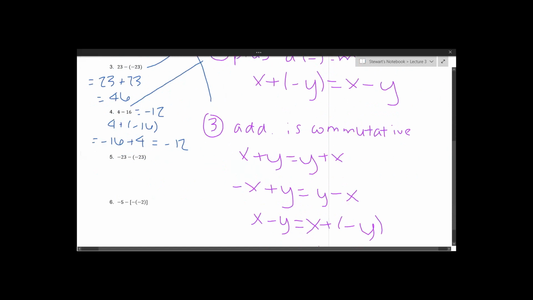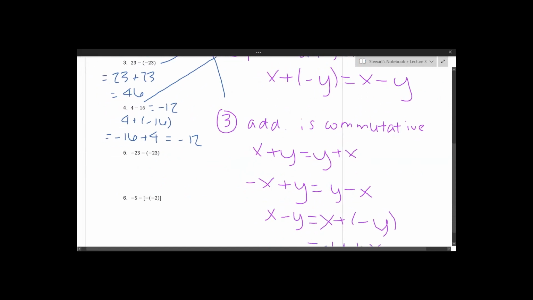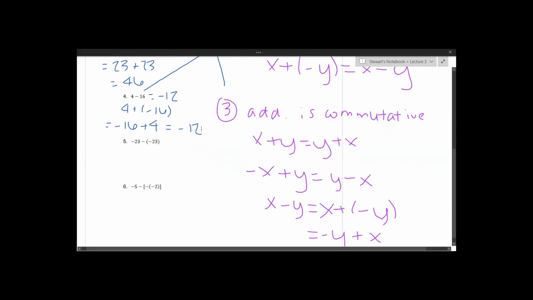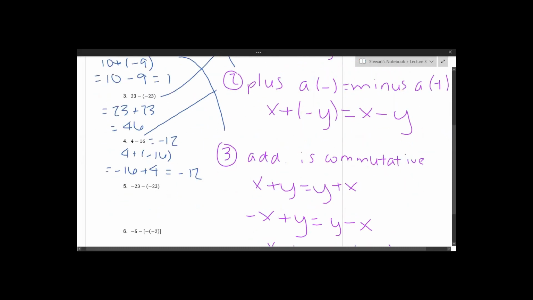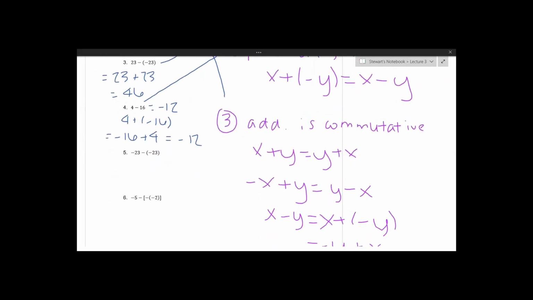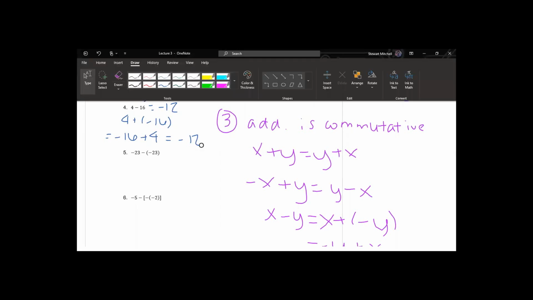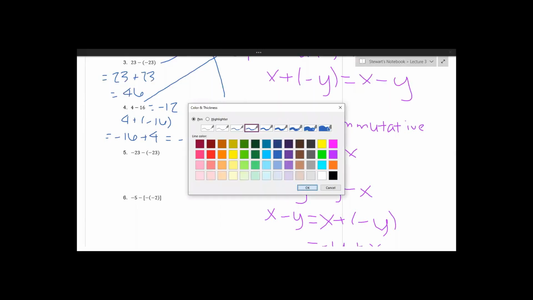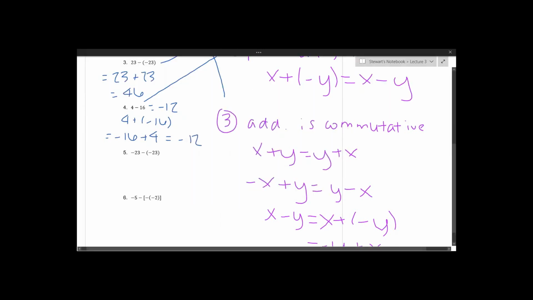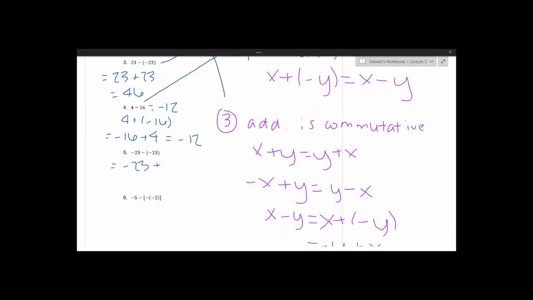Okay, moving right along. This one applies quite a few different rules here. Or it's a nice application of all of them. Here we can start off with rule number 1, minus a negative is plus a positive, because we have minus a negative in the middle. So if we apply rule number 1, we're going to have negative 23 plus 23.